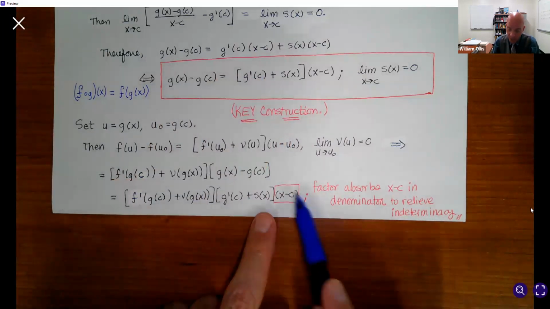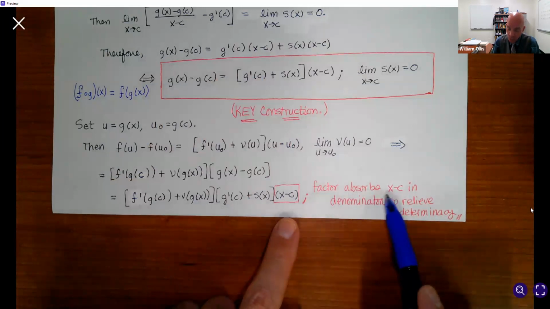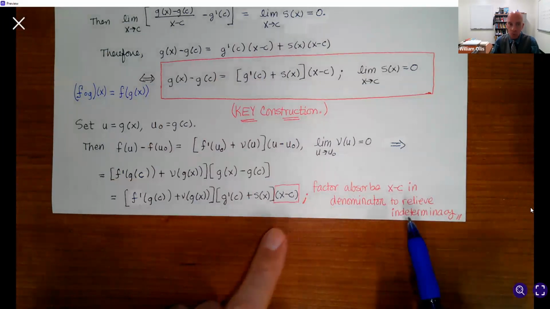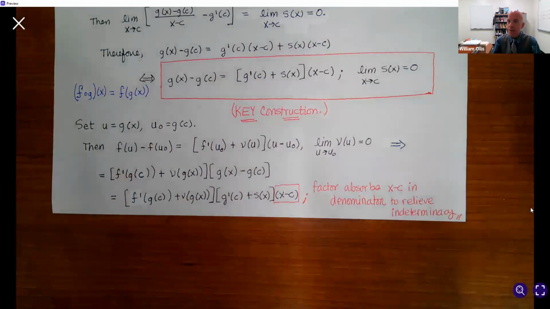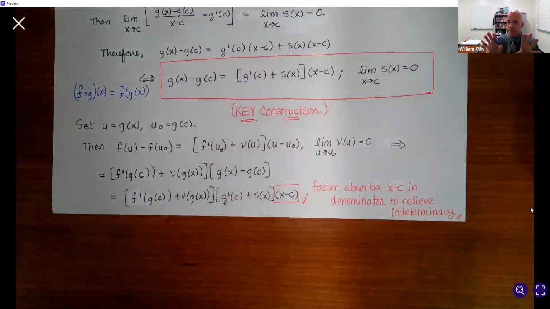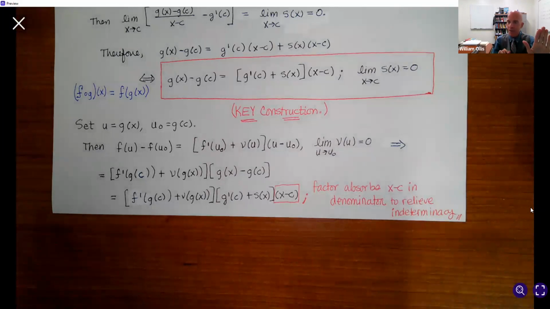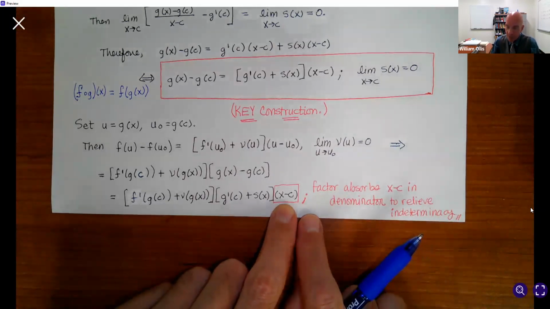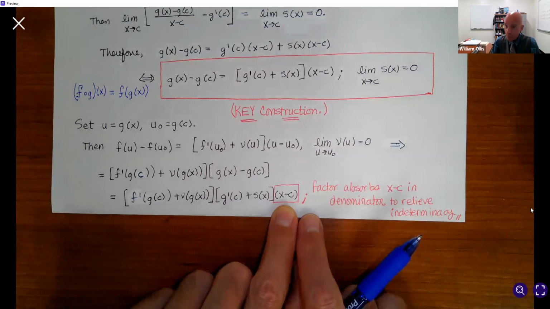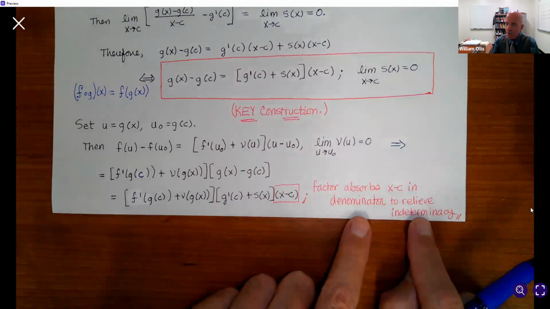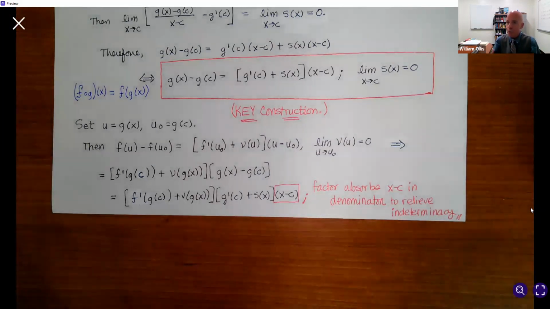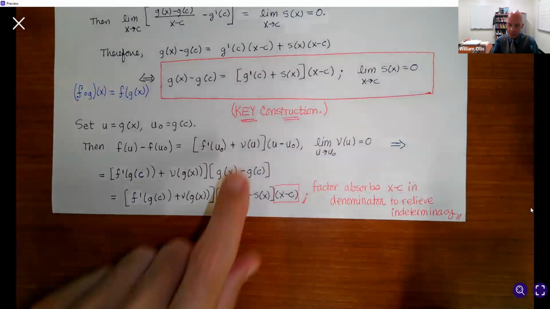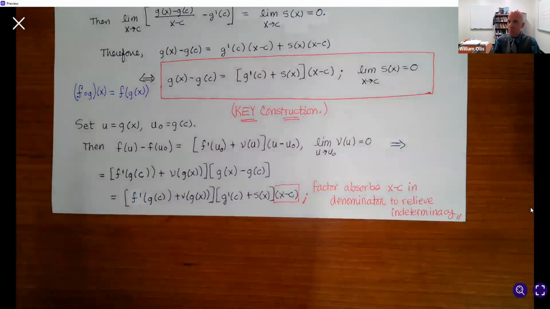And notice what I did here. I put a red box around this: factor absorbs x minus c in denominator to relieve indeterminacy. So when we divide the difference of the function compositions, that is, the composition evaluated at x minus the composition evaluated at c, by x minus c, that x minus c is absorbed by this one. And that is what relieves the indeterminacy. So that's the key construction here that allows us to move this forward.